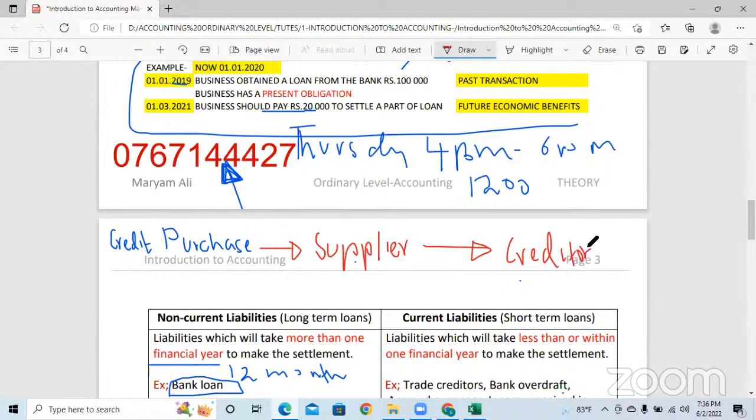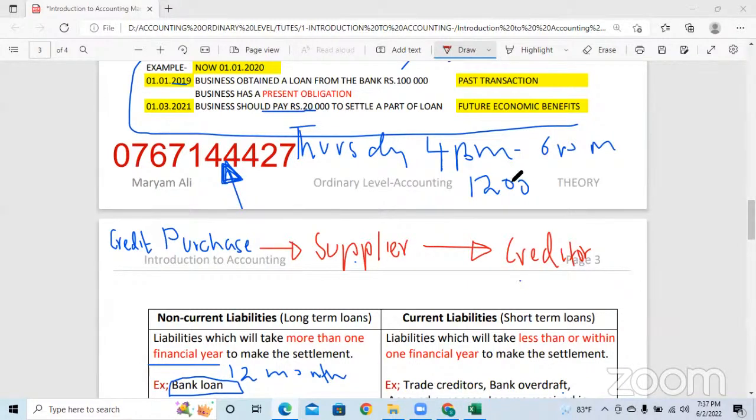Now, guys, you told the PETA supplier, listen, I'll pay you the money later. Now, guys, see, it is satisfying the definition of liability. Your PETA supplier will tell, listen, I am giving you these stationeries, but you have to pay me within 1 month. So now, guys, you are liable. You have a liability towards the PETA supplier because within 1 month, you have to settle the money because you made a credit purchase.